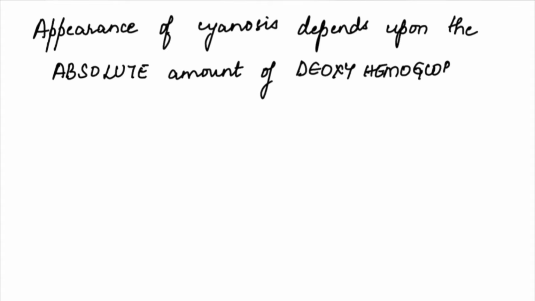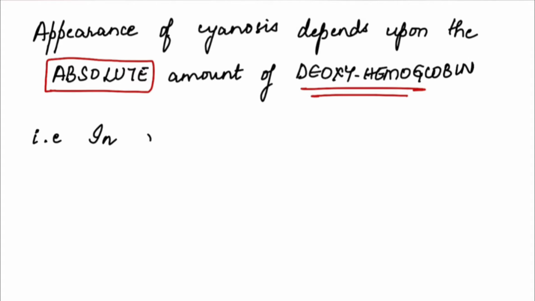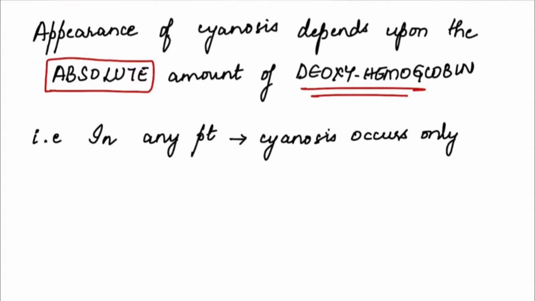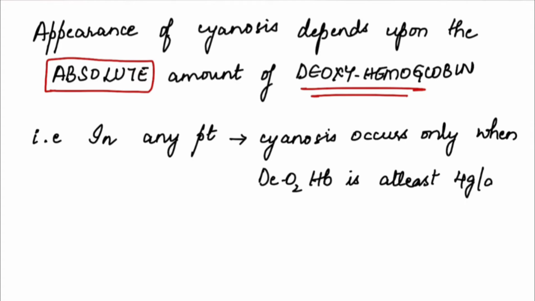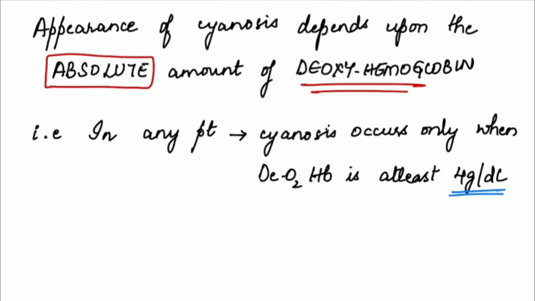Now what does this mean? What is an absolute amount of deoxygenated hemoglobin? In any patient, cyanosis occurs only when there is deoxygenated hemoglobin of at least 4 grams per deciliter. Some say it is 5 grams per deciliter. Now we'll understand this with an example.